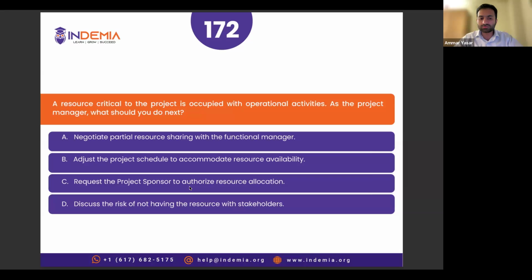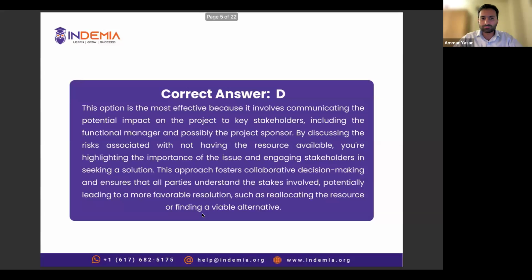Correct answer is discuss the risk of not having the resource with stakeholders, right? So the functional manager is also one of the stakeholders. All right, let's read the explanation.